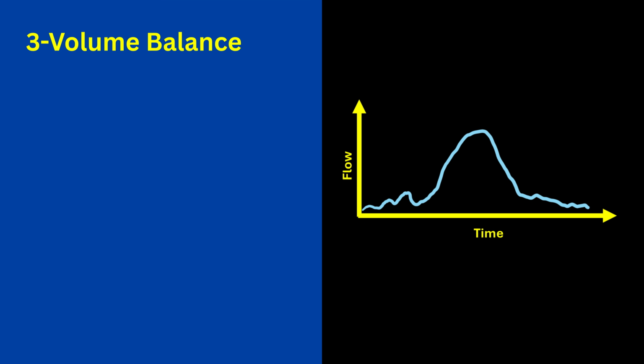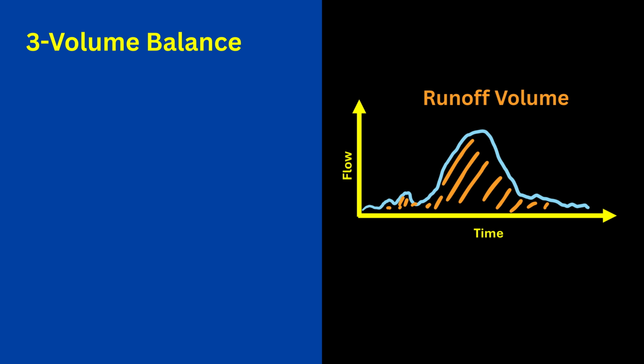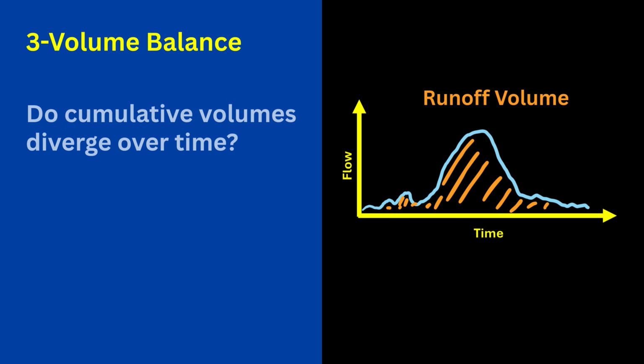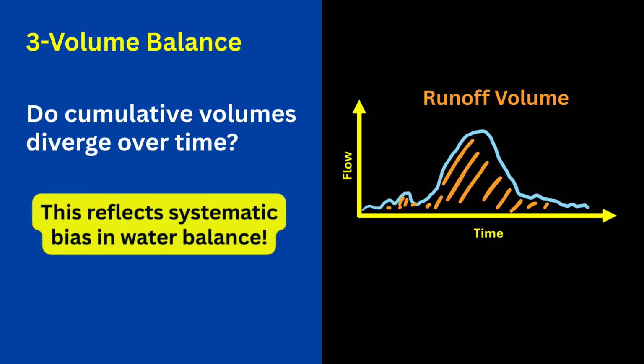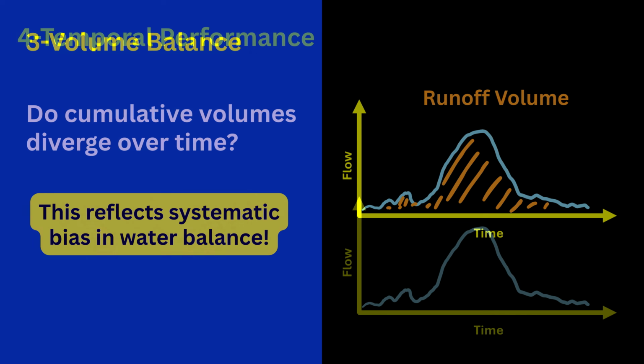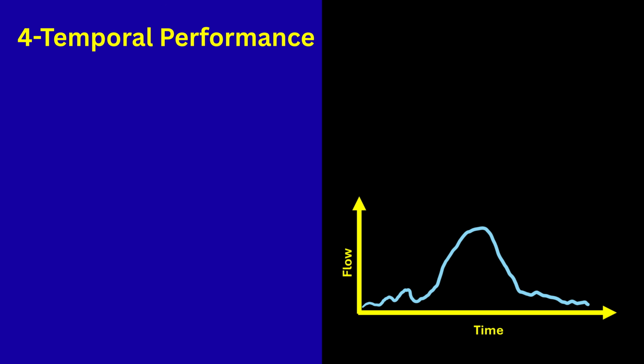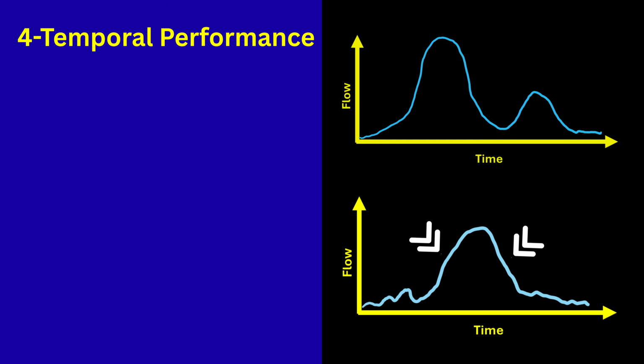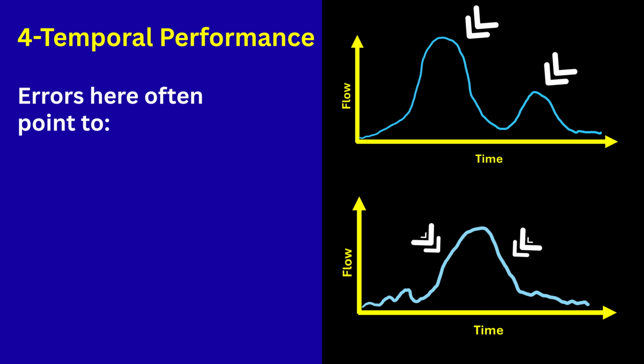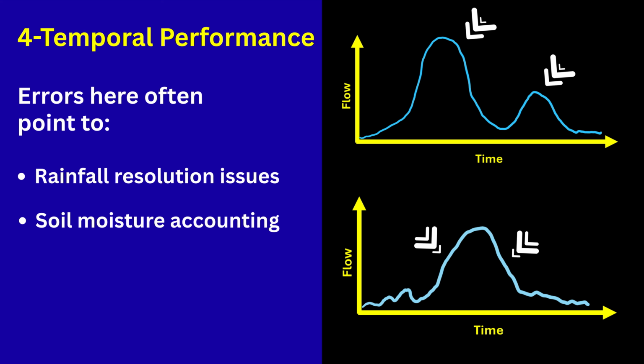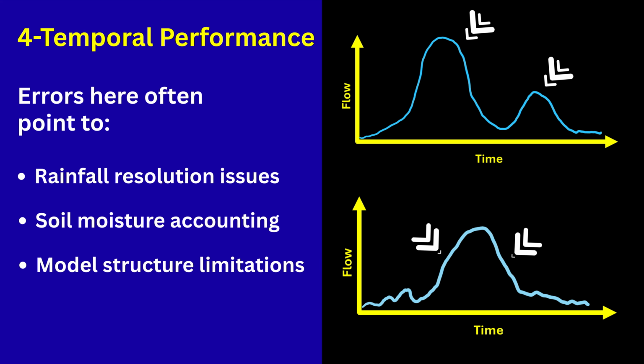Third, volume balance. Is the simulated hydrograph consistently above or below observations? Do cumulative volumes diverge over time? This reflects systematic bias in water balance. Fourth, temporal performance. Does the model capture rising and falling limbs correctly? Are multi-peak events reproduced accurately? Errors here often point to rainfall resolution issues, soil moisture accounting, and model structure limitations.